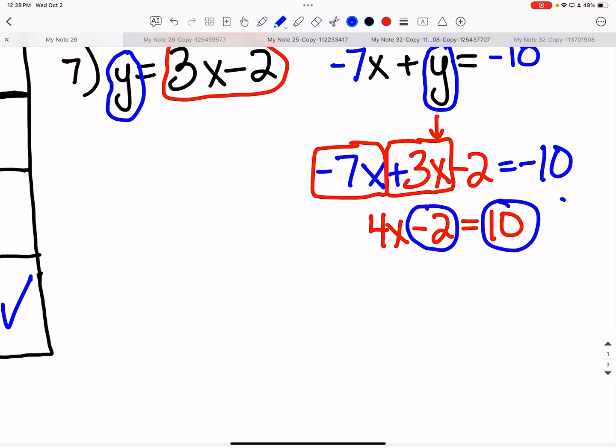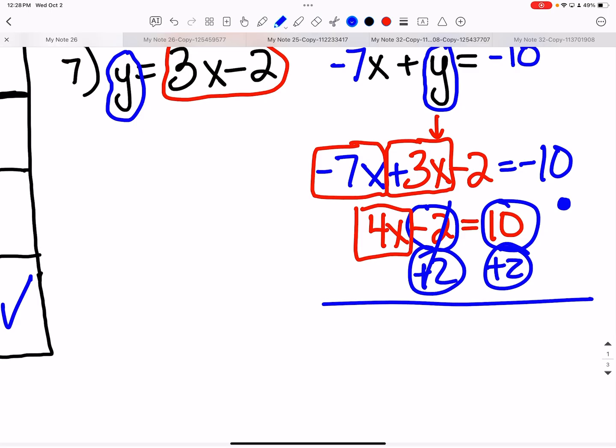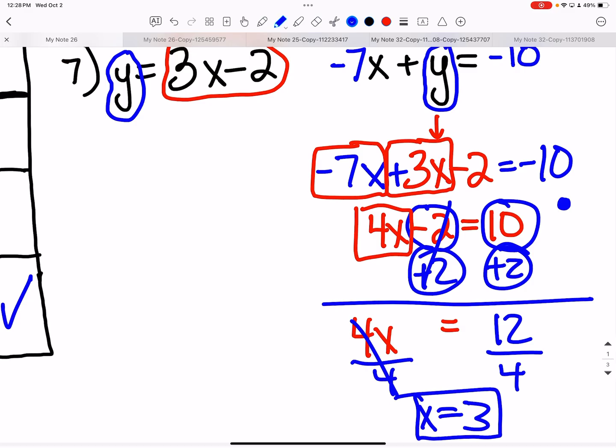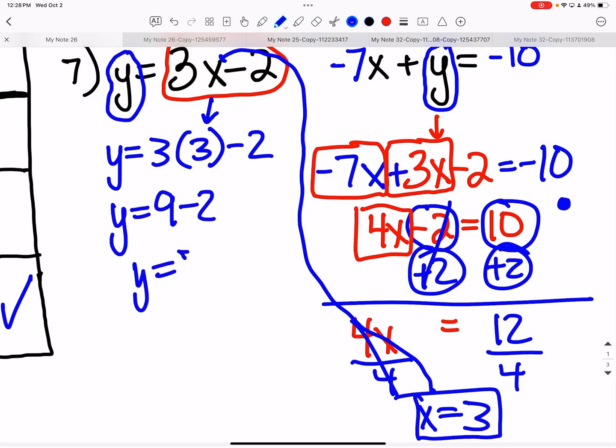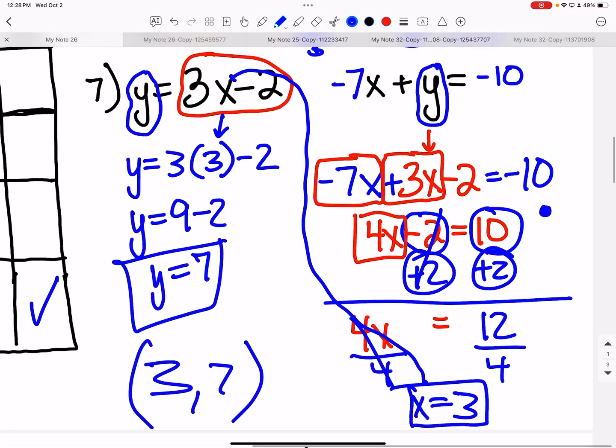Baby's clothes, baby's room, my room. Let's add 2, add 2. 4x's equal negative 12... divide by 4, divide by 4. X equals negative 3, but we're not done yet. So we have to take the 3, plug it back in. Y equals 3 times 3 minus 2, because x's are 3's. Y equals 9 minus 2, y equals 7. So 3 for the x's, 7 for the y's was the answer. Always alphabetical order.